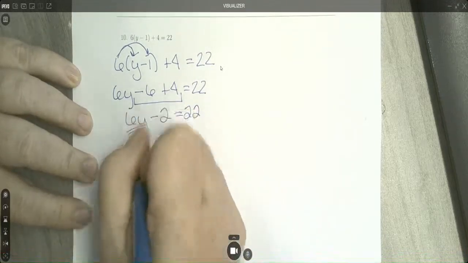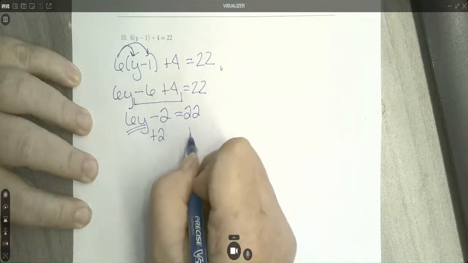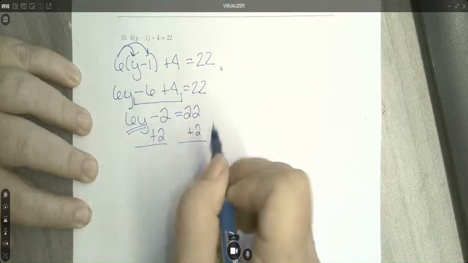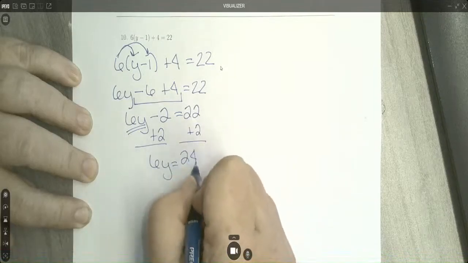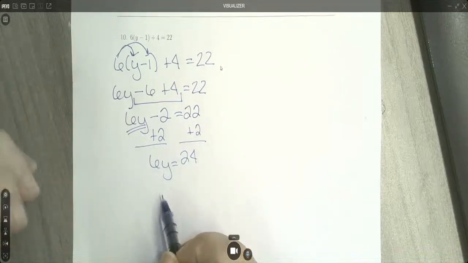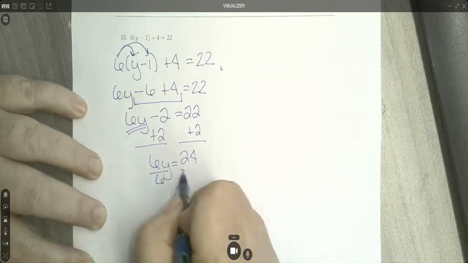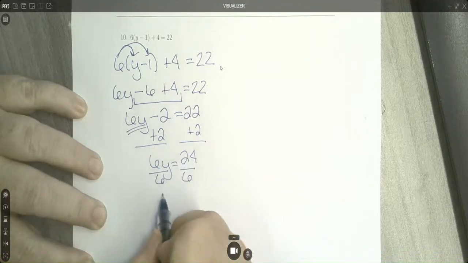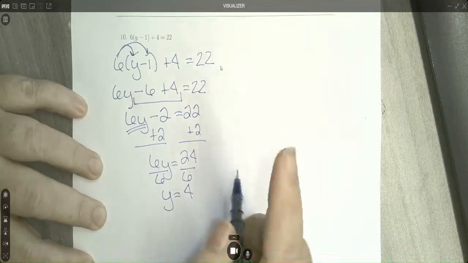I want to get this guy by himself. The opposite of subtracting is adding. Great. 6y equals 24. Okay, but we don't want 6y. We want y, right? So I'm going to divide by 6. Okay, so y equals 4. Well, we think it does. We have to check it.